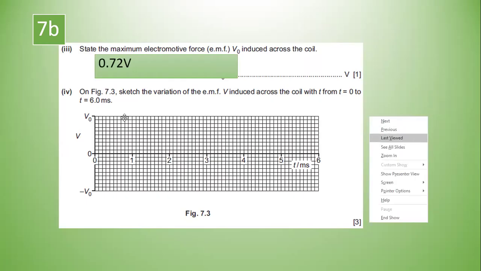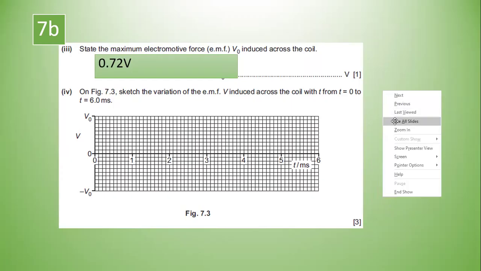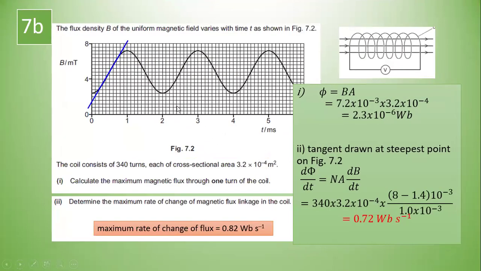And then on figure 7.3, sketch the variation of EMF V induced across the coil with t, for time equals 0 to 6 milliseconds. The calculation will tell you roughly what we are going to do. The slope is 0, so it's a sine graph.